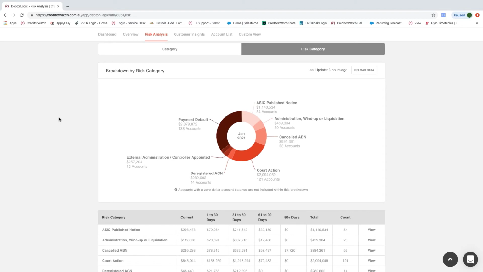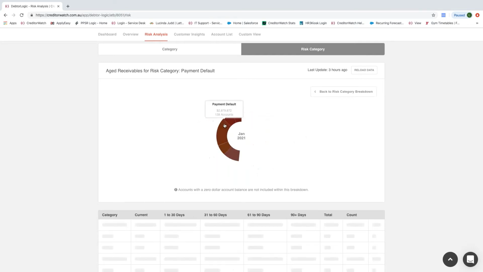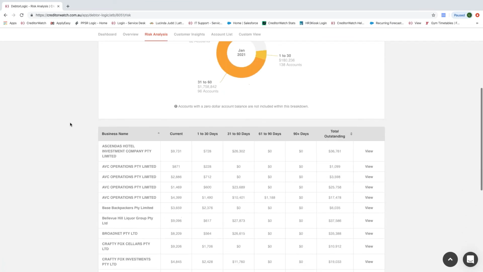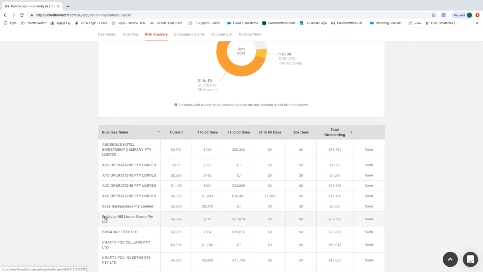A big portion of this is actually payment defaults, which is a really early indication of struggle. We've also got some court actions, which is another early indicator of struggle. So you could focus on these ones. And look, I'm going to jump into payment default and just have a look at who's in here. We'll just pick out one account and see what's going on here. But again, with payment defaults, we know that about 50% of businesses who do have a payment default on their record will go into administration within the next 18 months. So really important to keep on top of those early indications of stress.